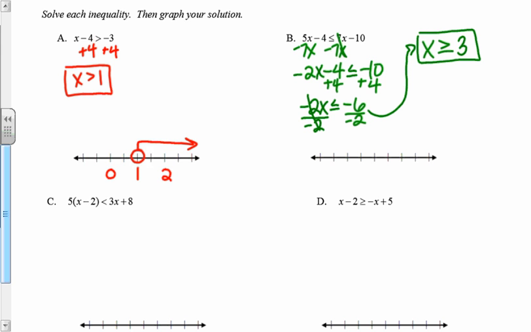I'm going to put 3 on the number line, number greater than, number less than. 3 is included this time, it is equal to, and it says x is greater than, so I'm going to shade to the right.